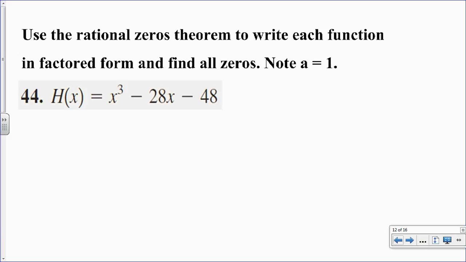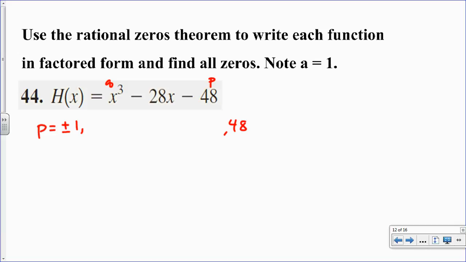Okay, so 48 is my P, and 1 is my Q. So my P's. I like to just start and go in order. So 1 and 48. There's several, so I'm leaving a big space.